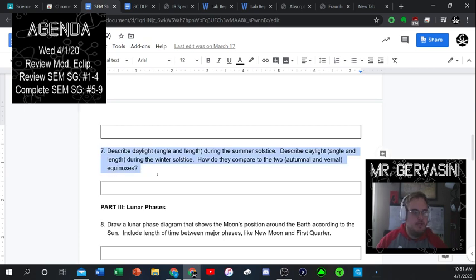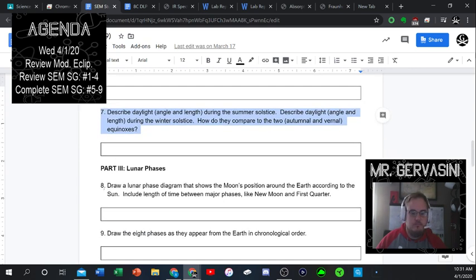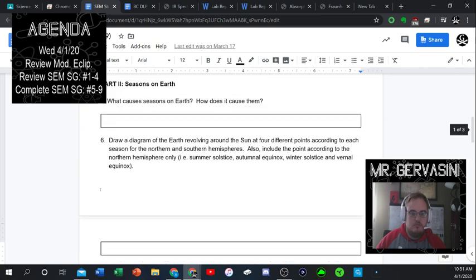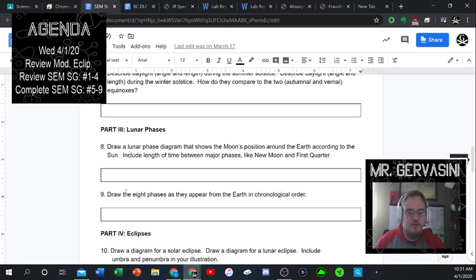So we'll do 7 together in a second. So 5, 6, 7, and then finishing part 3. Draw a lunar phase diagram that shows the moon's position around the Earth according to the sun. Include length of time between the major phases. Each quarter. A quarter of 28 is 7. So that's kind of an easy way to remember that, right? Draw the 8 phases. They appear from the Earth in chronological order.